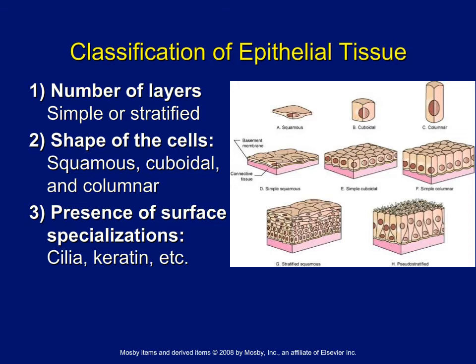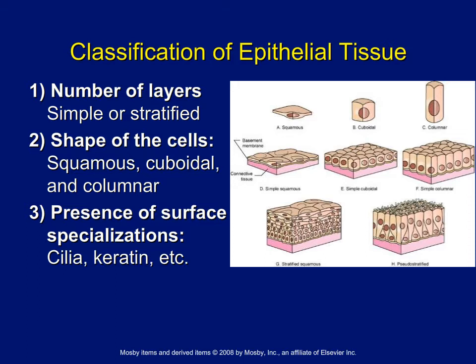Now, simple epithelium tend to not be very good for protection since they're only one cell layer thick, but they are good for the absorption or passage of gases. On the other hand, a stratified epithelium would be an epithelium that's made up of two or more layers. And in particular, the really thick epithelia, like we find in skin, are really good at resisting abrasion and protecting the underlying tissues as well. But they're not as good for absorption or secretion.